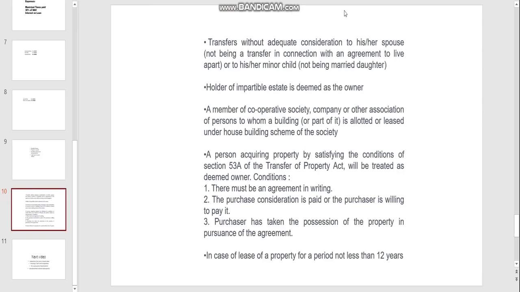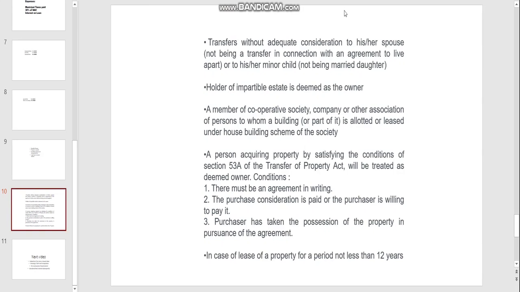Third case is a member of a cooperative society or a company or association of persons to whom a building is allotted or leased under a house building scheme of the society. In this case, even though the society or company is the legal owner, the member is considered as the owner for taxability of income.